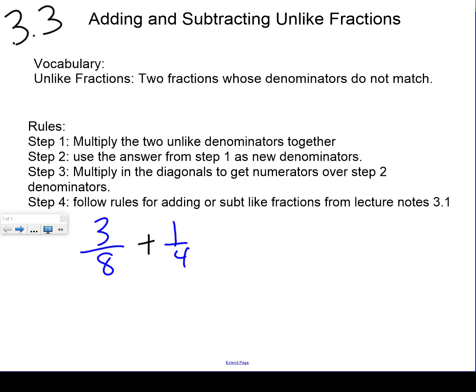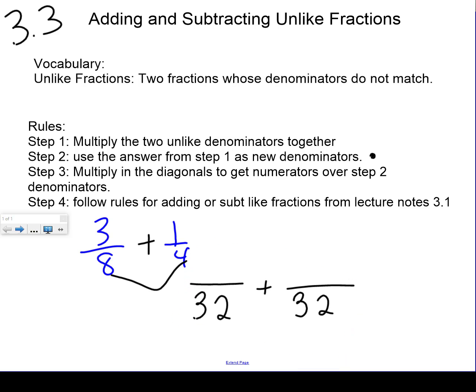And so here I have two unlike fraction denominators. So I will multiply them together, as step 1 told me. So 8 times 4 is 32. So I'm going to use the new denominators to rewrite these fractions to have matching denominators. Okay, so that's what it's telling me in step 2. Rewrite them to be what you see here.